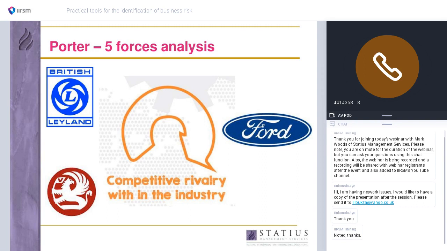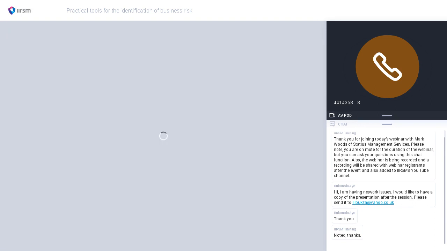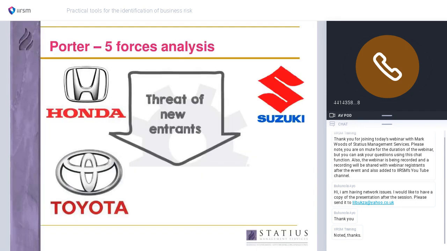Is the sector dominated by a small number of big guys, or is there a range of different sized companies? So let's flesh this out using the automotive sector. When I was young, British Leyland, Ford and Vauxhall were the dominant players in the UK automotive market. In terms of new entrants, gradually around the 80s, Honda, Toyota and others entered the market both here and internationally.